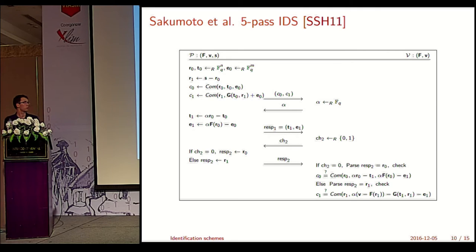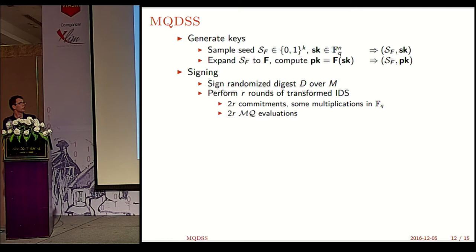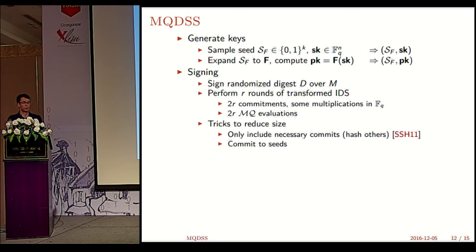I'm not sure how legible this is, but people in the back will just have to believe me on this. So there's 2R commits, some multiplications in FQ for this challenge alpha, and then 2R MQ evaluations. And in terms of how much effort this is, like where does the computation go, these commits are just applications of hash functions or some string bit commitment. But these 2R evaluations of MQ, that's the costly part. And then, of course, there's some size, so we can play a few tricks to reduce the signature size. That's typically the bottleneck here. You don't want to have a very large signature, and you want to somehow limit this to as much as you can.